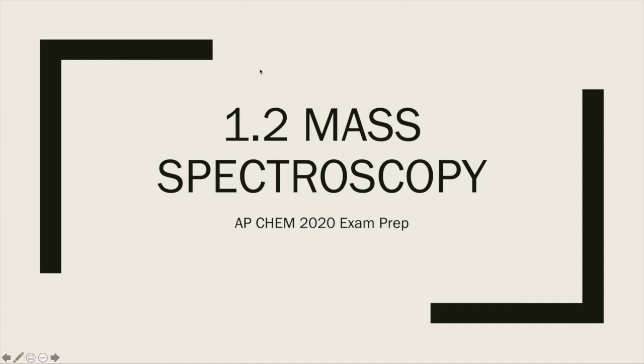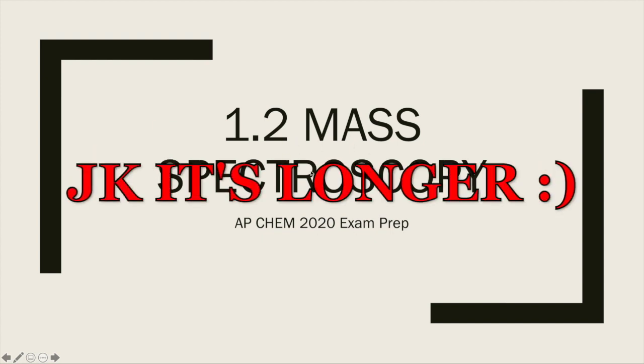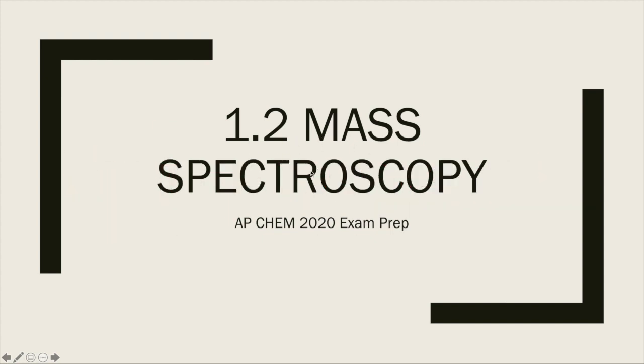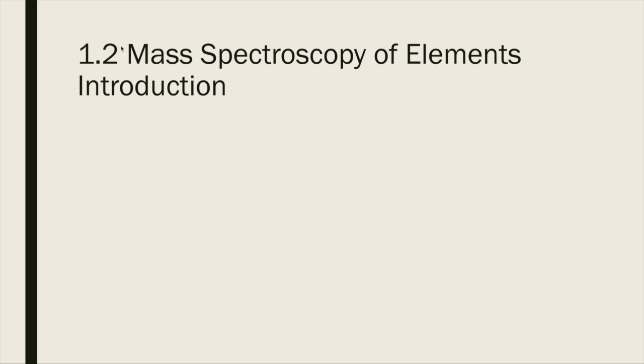All right, so the next topic here is 1.2 mass spectroscopy. And again, this is for the AP Chemistry 2020 exam prep, and we're still on Unit 1. This is the second video. This will be a little shorter than yesterday's. So, going ahead, 1.2 mass spectroscopy of elements, and this is the introduction.